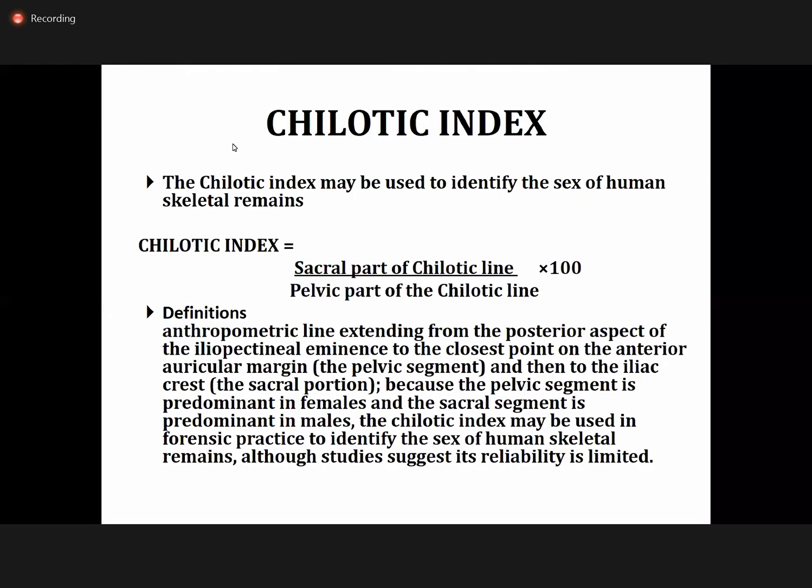Okay. Again, this is the Kelotic index. What is Kelotic? This is a bit confusing. I have a diagram represented in the next slide. So first read what the Kelotic index is, and then you can see it better. The diagrammatic presentation shows how you identify the sex from a skeleton: when you have a human skeleton, apply this Kelotic index. It is the skeletal part of the Kelotic line divided by the part of the line in the anthropometric line, extending from the posterior aspect of the pectineus to the closest point on the anterior auricular margin.